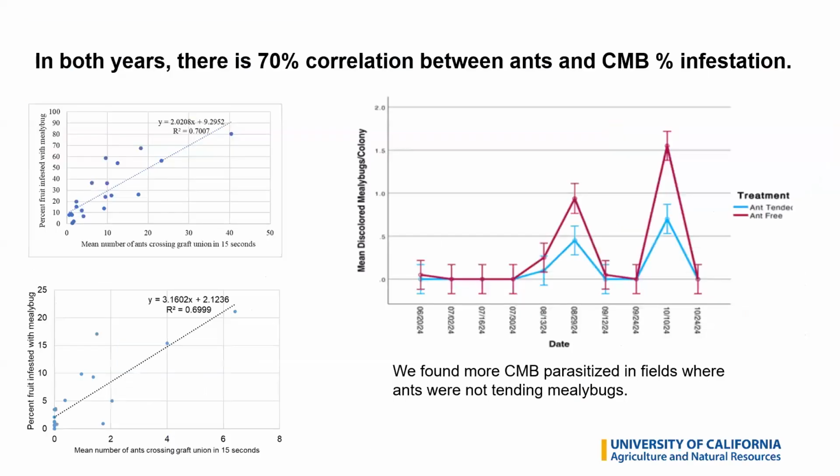And when we tallied those numbers, there is a 70% correlation between the number of ants found and the percentage of fruit infested with citrus mealybug. And also on this other bar chart over here, the pink line is the ant-free trees, and the blue lines are the trees where ants are tending mealybugs, and we saw more parasitism in trees where there were no ants compared to the trees where there were ants. Again, this reconfirms that ants are tending mealybugs, protecting mealybugs, and chasing natural enemies away.